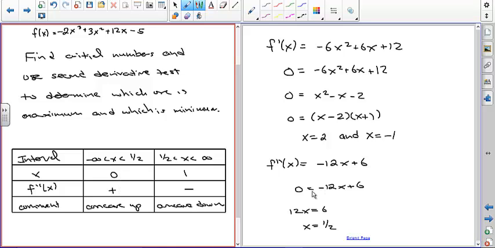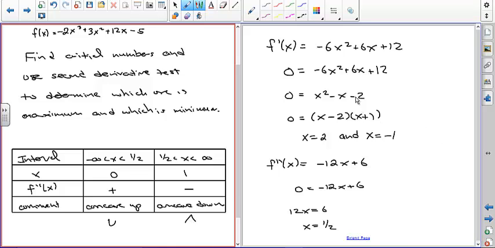If you plug 0 into the second derivative, you get just 6, which is positive. And if you plug in 1, you'll get negative 12 plus 6, which is negative 6. It's just negative. And therefore, it's concave up like that. This one's concave down.